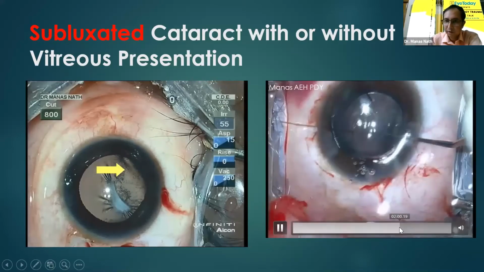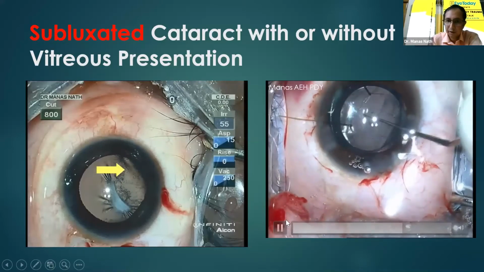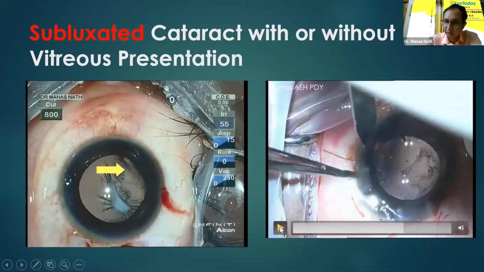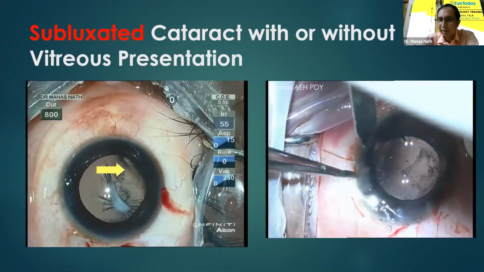Even after cortical aspiration, the lens is placed in the capsular bag. As we have seen, there is almost 6 clock hours of subluxation, since only a CTR will not do the job here. My plan is to implant a CTS, capsular tension segment, in this case.